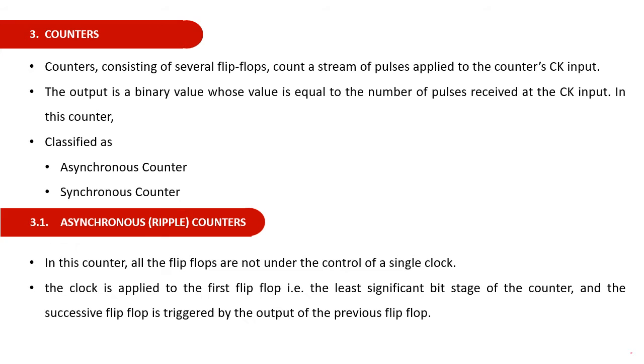We apply the clock pulse only to the first flip-flop, the flip-flop which holds the lowest bit, the LSB, and all other flip-flops are triggered using the output of the previous stage flip-flop. As an example, we can take a 4-bit asynchronous counter.